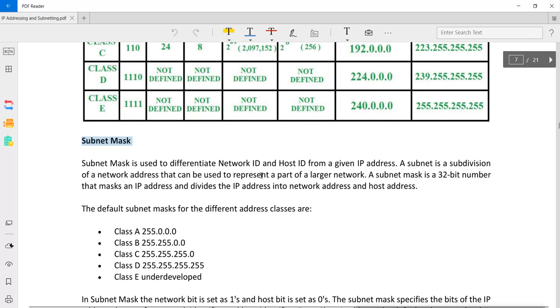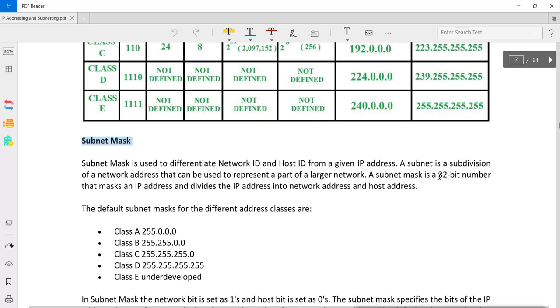Whenever you assign an IP to any machine or device, you have to give the subnet mask with it, and that will differentiate which is the network ID and which is the host ID. It is also important when you do subnetting, which is the next thing we do.